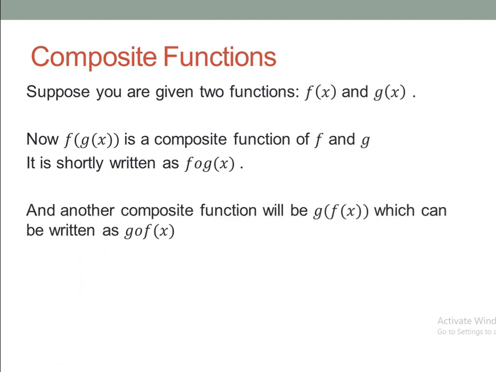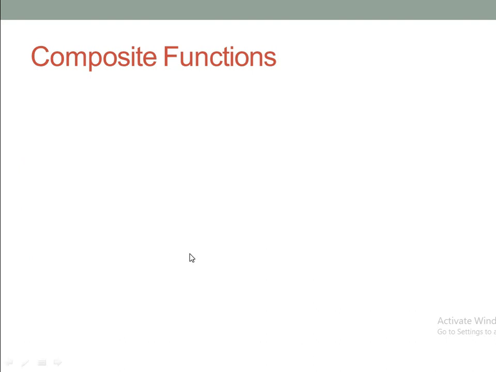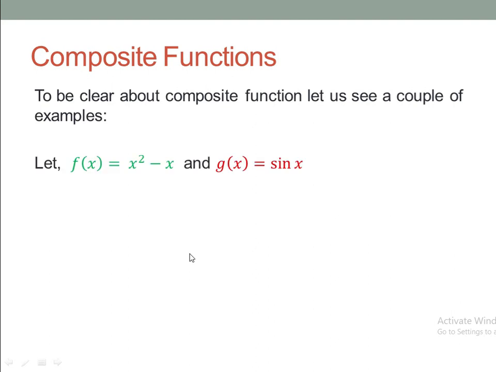And another composite function may be written as g of f x. Here we used f of x as the input of g of x. This is the function g and this is function f. If we input f as input of g, then we will get a new function which will be written as g o f x. Now we are going to see an example to be clear. Suppose f of x is given like this. F of x is given x square minus x, and g of x is given like this, sin x.